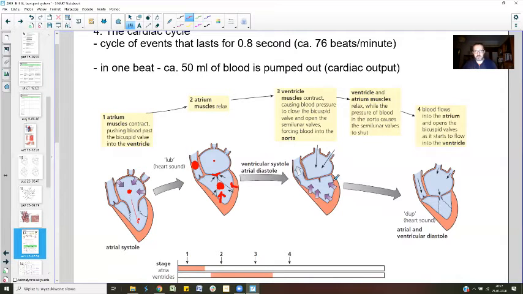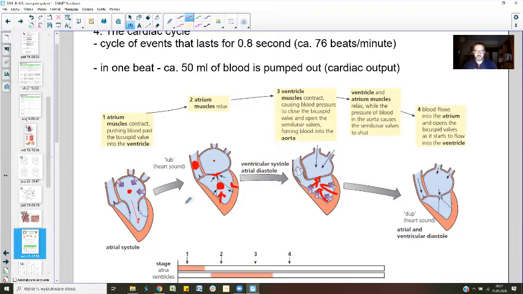But when contraction increases, so at the top of the contraction of the wall of the ventricle, the blood pressure here is higher than blood pressure in the aorta, and it opens the semilunar valve, allowing the blood to be pushed into the aorta. And then the ventricle relaxes and the semilunar valve closes.